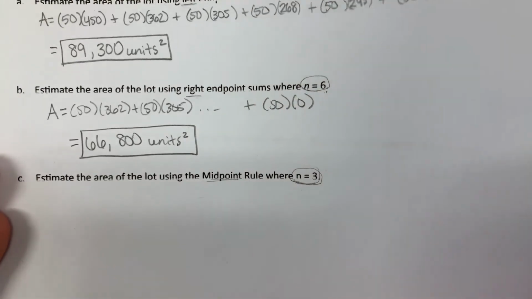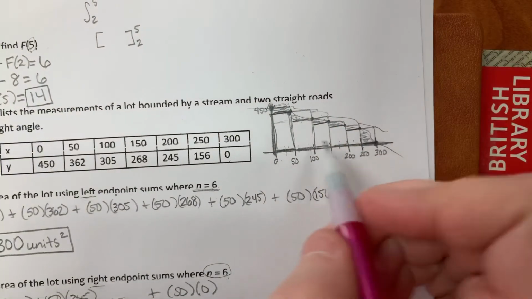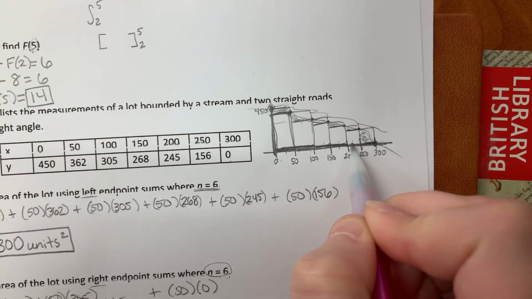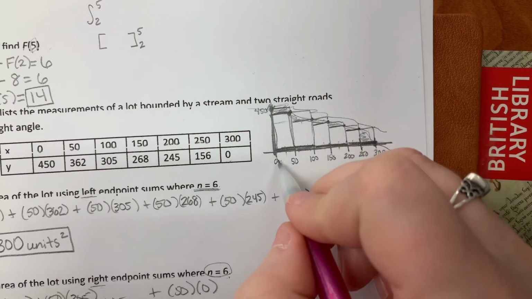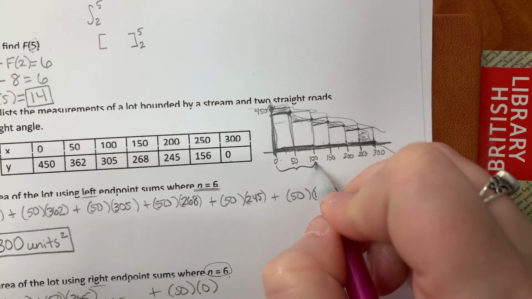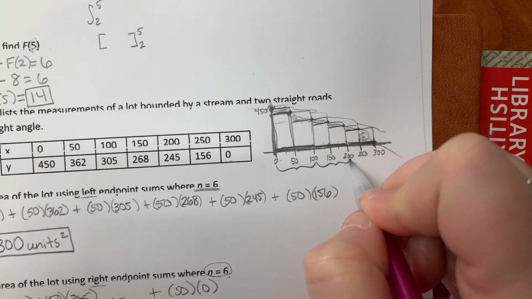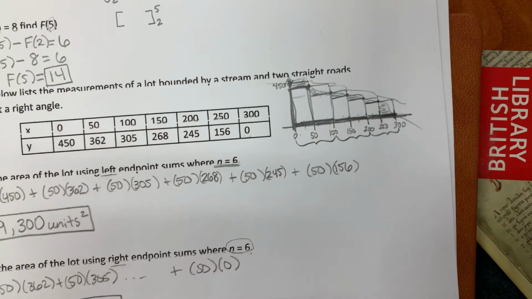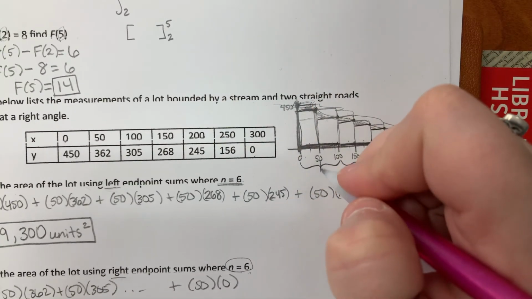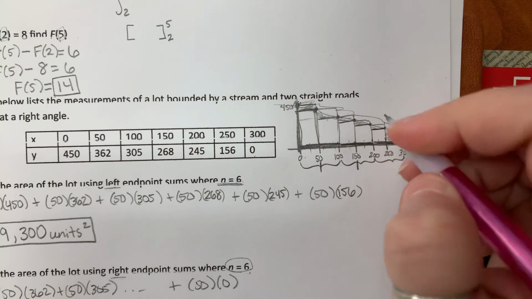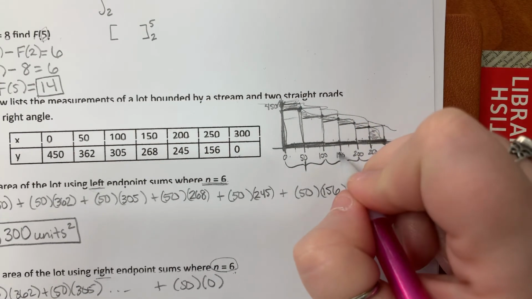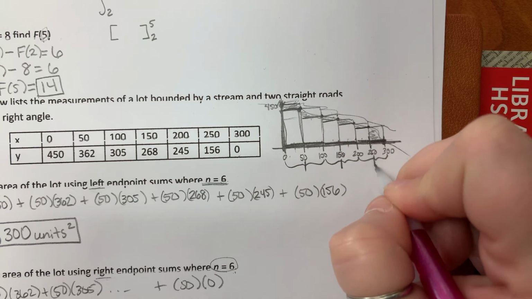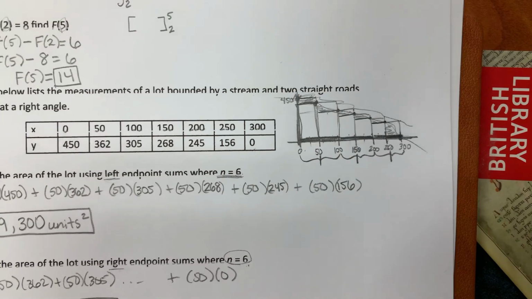This one's only 3. So if I'm just going to do 3 subintervals, that means I've got this one, and then this one, and then this one. So I've got from 0 up to 100, from 100 up to 200, and from 200 up to 300. So there's my 3 subintervals. And I'm going to use the midpoint of each of those, which means I'm using 50, 150. That's a 5. I've got messy handwriting, sorry. And then this one was 250. Those are my 3 midpoints.